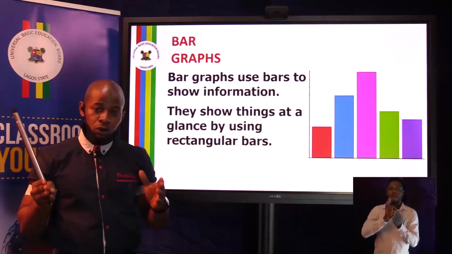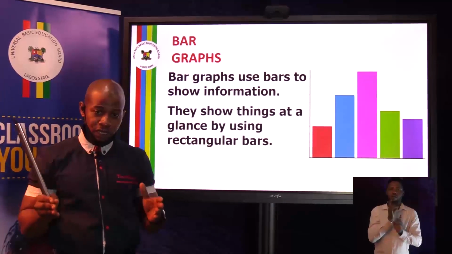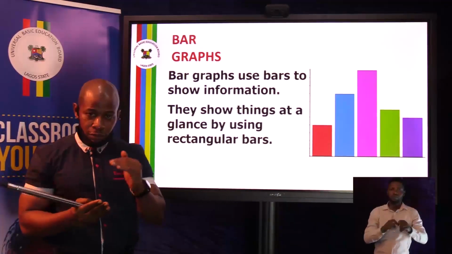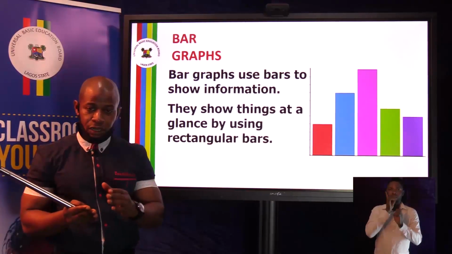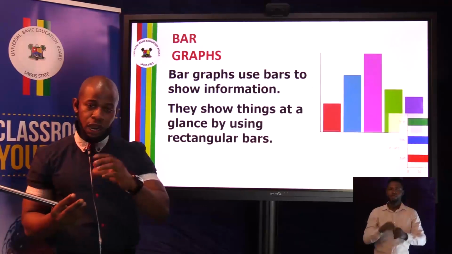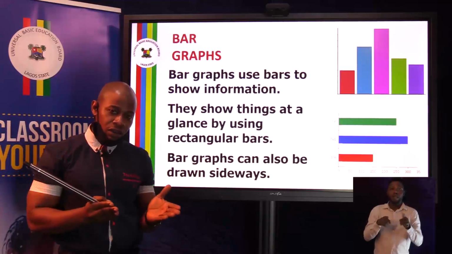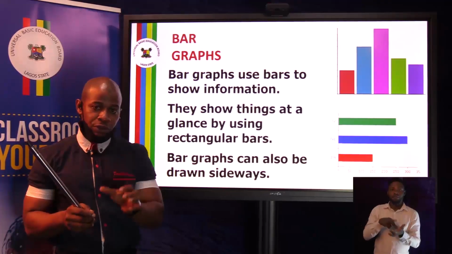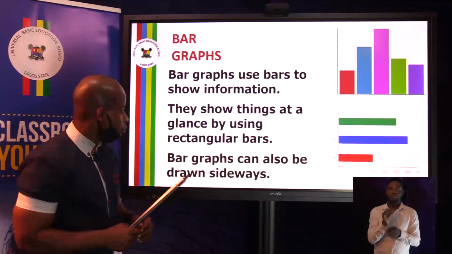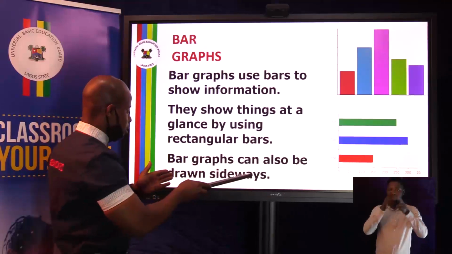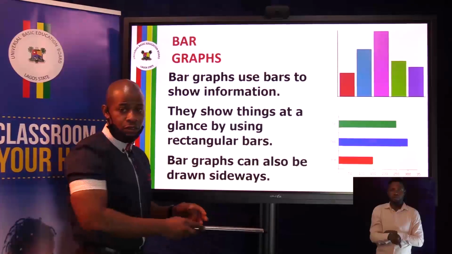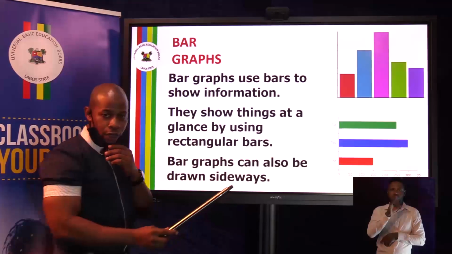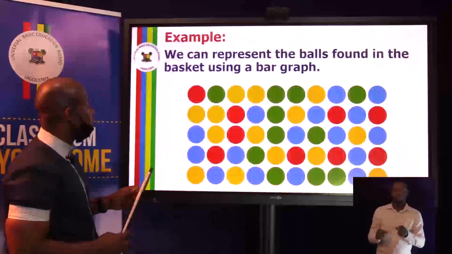Now, the quantity of data will determine the length of the rectangle. The larger the data, the longer the rectangle. So the rectangle you will use to represent a number like 5 will be shorter than the rectangle that you will use to represent a number like 15. Bar graphs can be vertical like this, that is from top to bottom, or horizontal from left to right, as you will see in the course of the lesson.